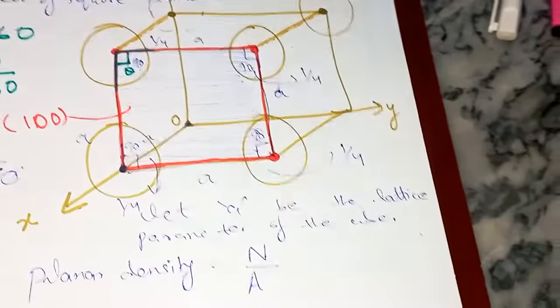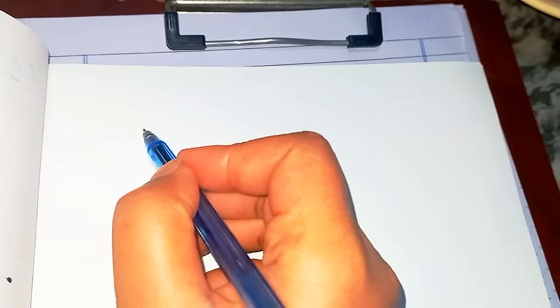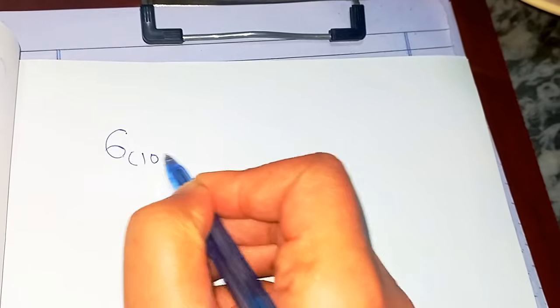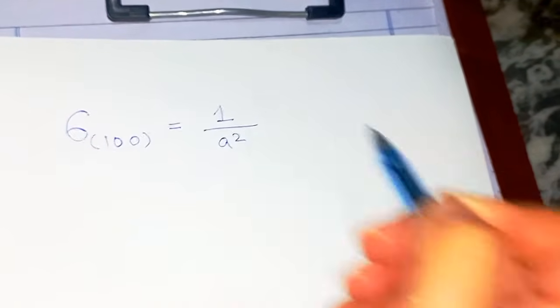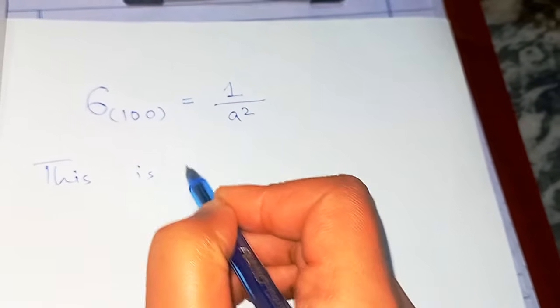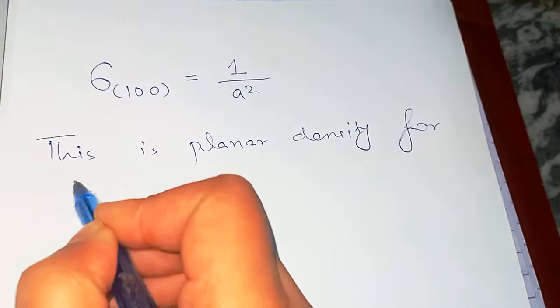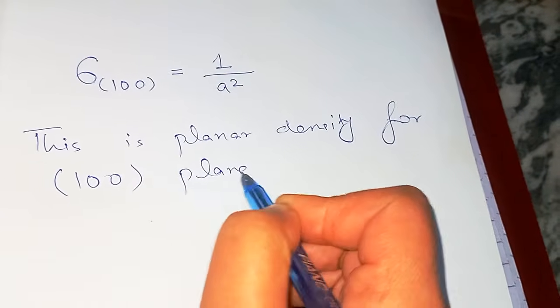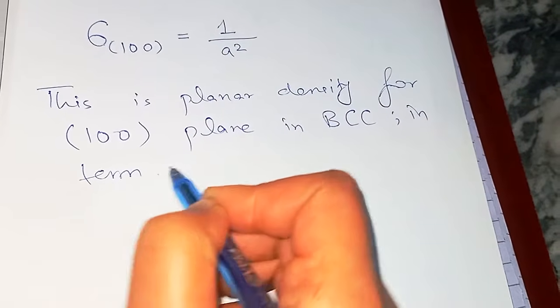Now we need to put the values in equation number 1 here to calculate the planar density. So the planar density for the 100 plane in BCC equals 1 over a square. This is the planar density for the 100 plane in BCC in terms of the lattice parameter.